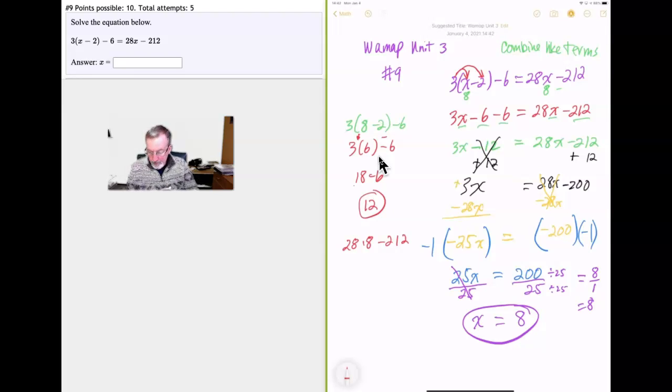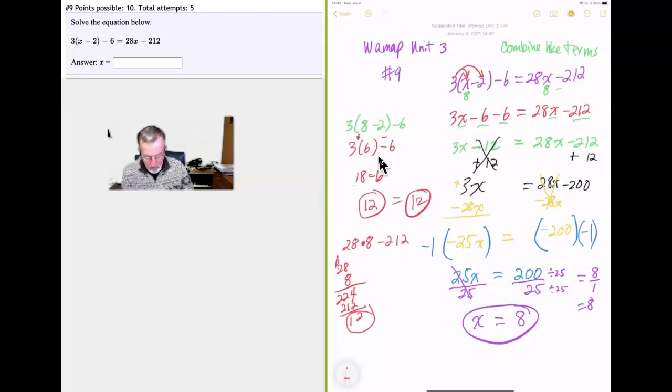So 28 times 8, let's see how much that is. It should be 12 more than 212. 8 times 28. 8 times 8 is 64. Carry the 6. 8 times 2 is 16 plus 6 is 22, so 224. Bingo. So then when we subtract 212 from this, 4 minus 2 is 2. 2 minus 1 is 1. 2 minus 2 is 0. We do get 12. And 12 is equal to 12. And so we proved it was right.